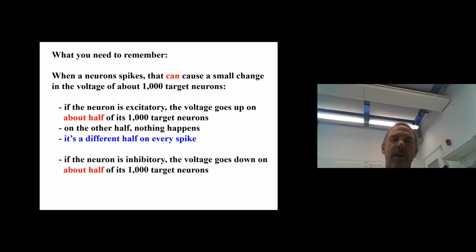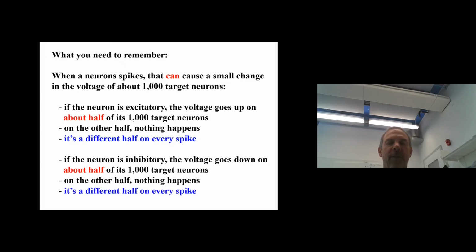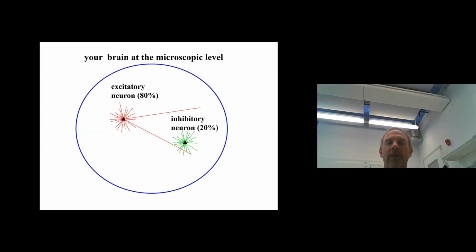Same thing with inhibitory neurons. When an inhibitory neuron spikes, the voltage goes down on about half its 1,000 target neurons. On the other half, nothing happens. It's a different half on every spike. But really, you should forget about that and just think: excitatory neuron spikes, voltage goes up on its target neurons; inhibitory neuron spikes, voltage goes down. And it's a pretty good summary of tens of thousands of person years of work. So that's your brain at the microscopic level.